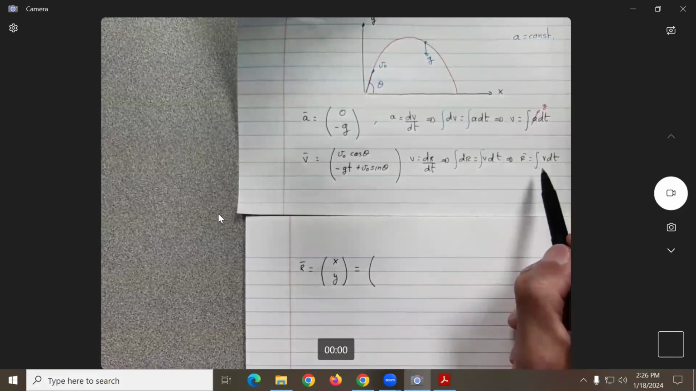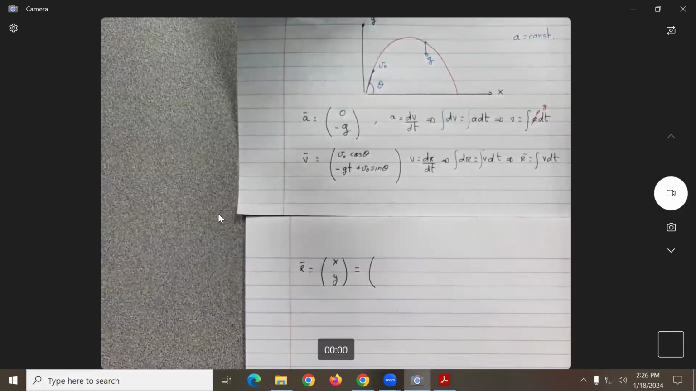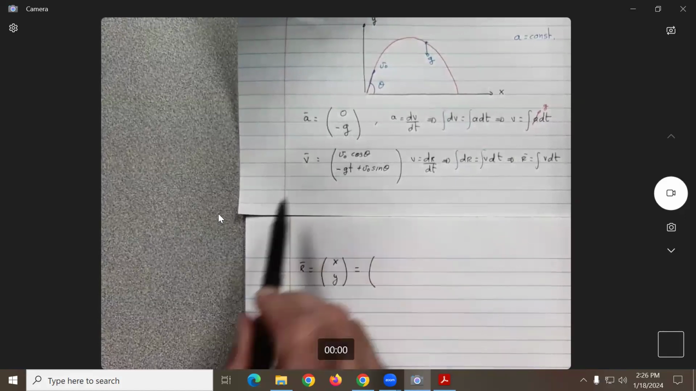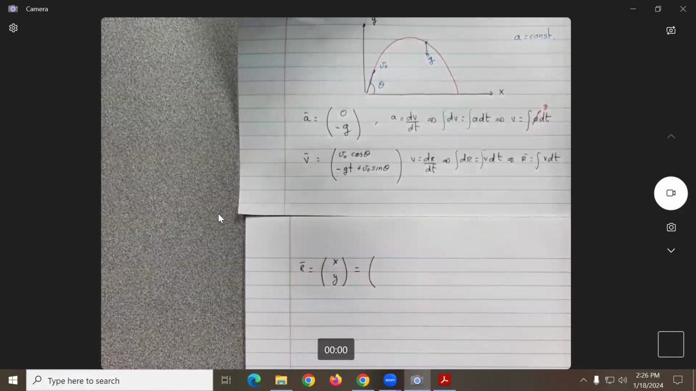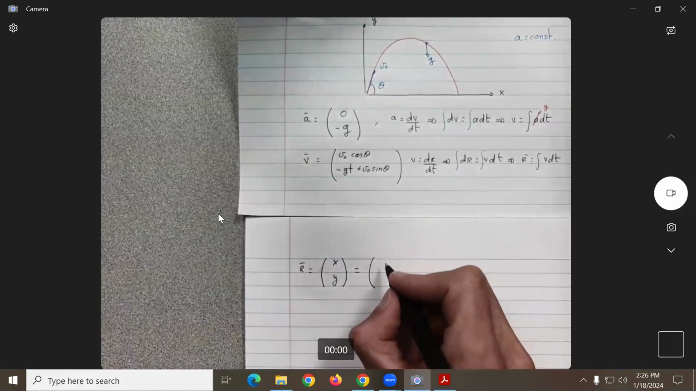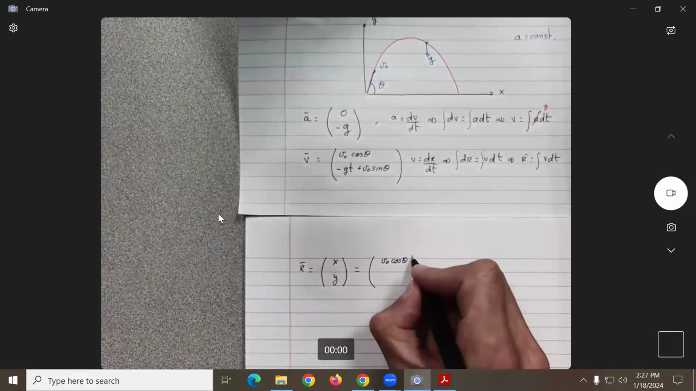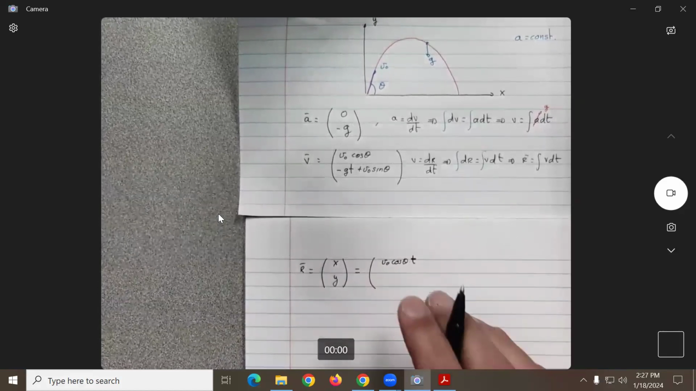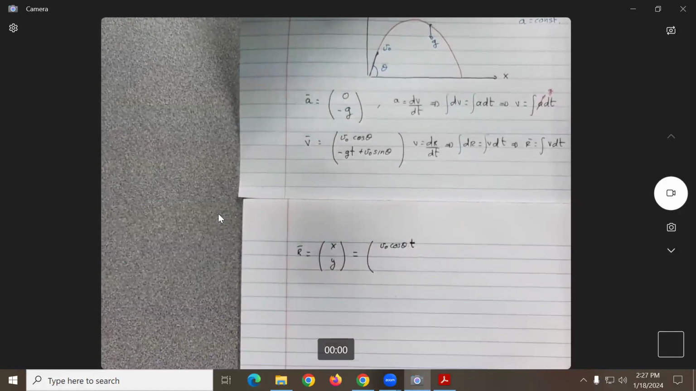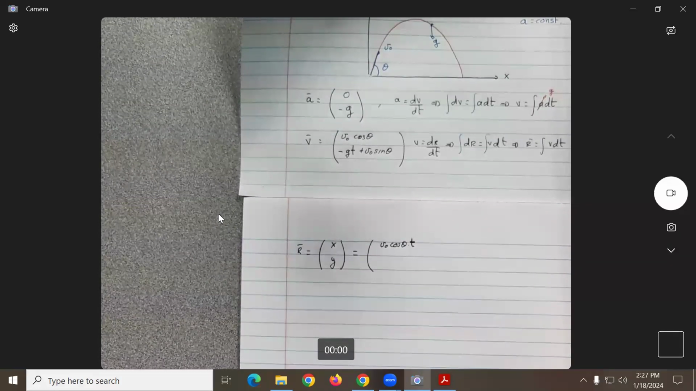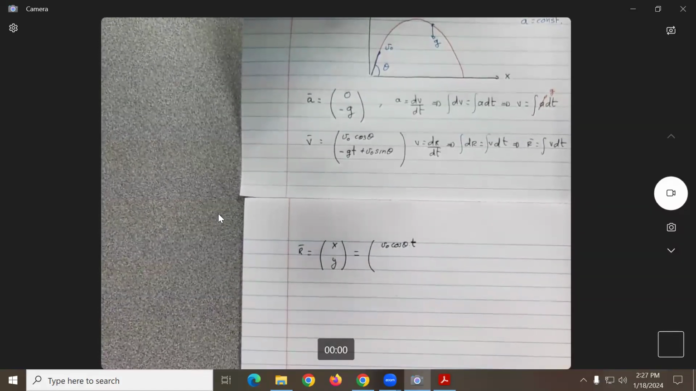All right, what do you need to do? Integrate V with respect to T. So what is the integral of this component with respect to T? V naught cosine theta T. It's not asking anything complicated, okay? If it's complicated, I'll write it down straight. It's not complicated. Now, what should be the second one then?